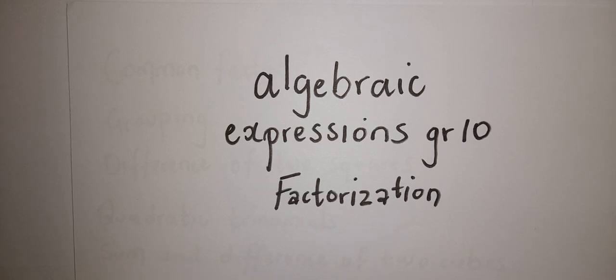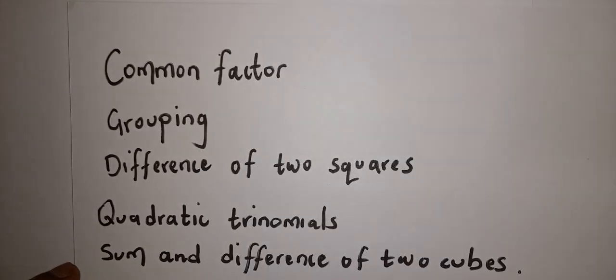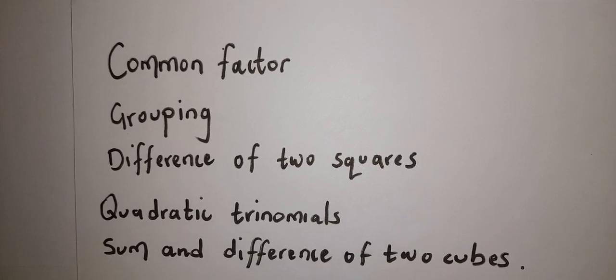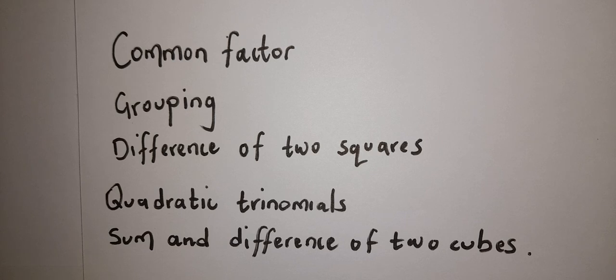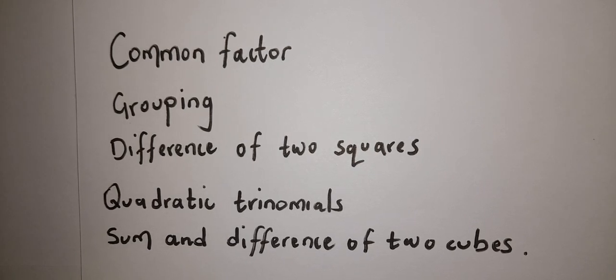So without any waste of time, let's just quickly look at the types of factorizations that we are going to be looking at. Right, given any particular expression, these are the techniques or the tools that one can use to actually factorize it. And again, which tool you use will depend on the type of expression that you are going to be given. So the first one will be a common factor.